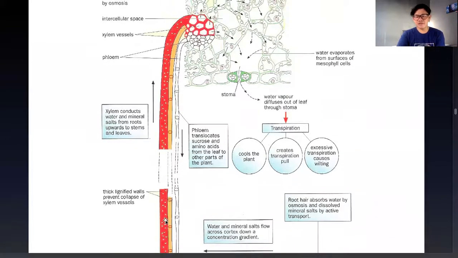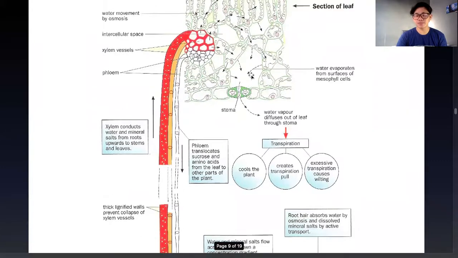And what's driving them up? What's driving them up is that there's water vapor in the air spaces here. During daylight, the stomata will open. When the stomata open, water vapor from this region will go out. The water vapor diffuses out, so the water vapor here needs to be replaced.